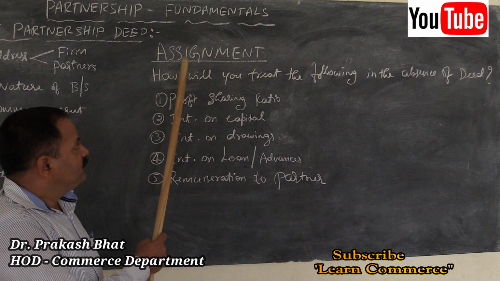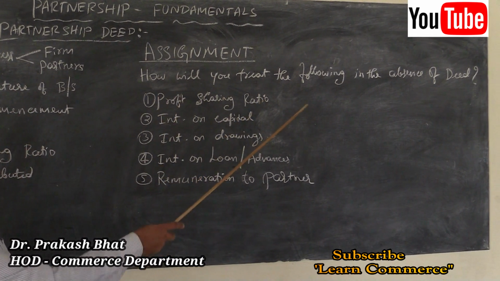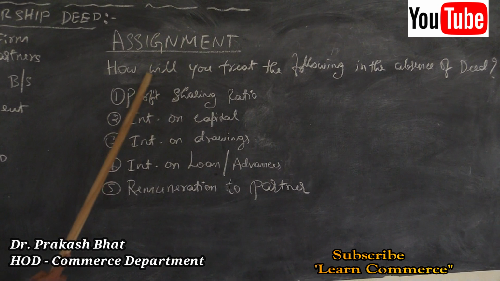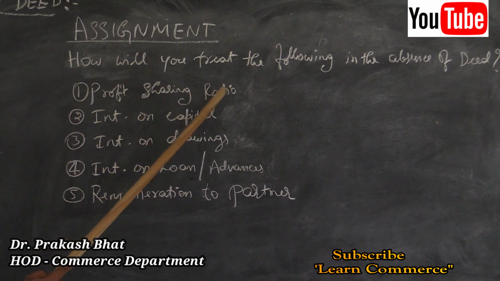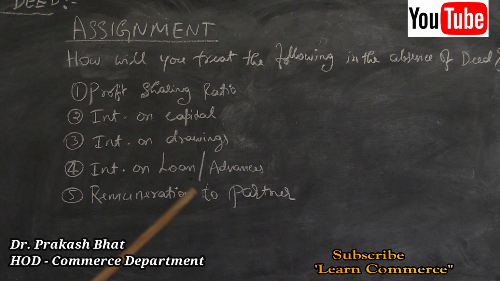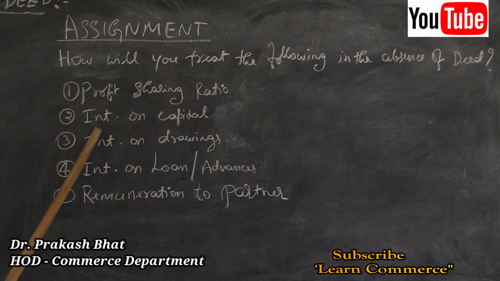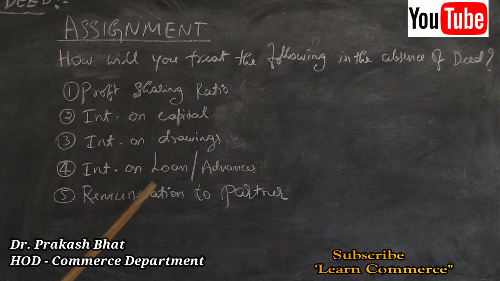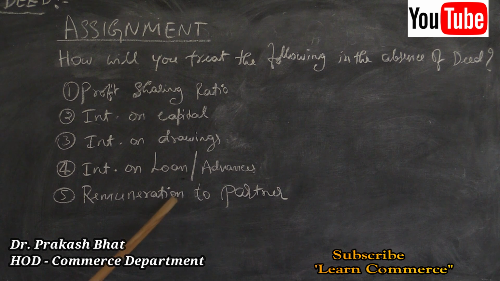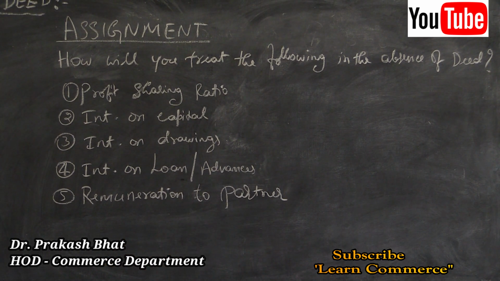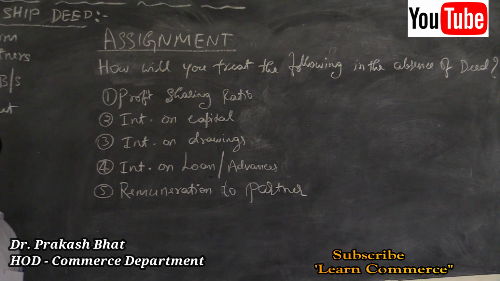Write the assignment. How will you treat the following in the absence of partnership deed? First one, profit sharing ratio. Second one, interest on capital. Third one, interest on drawings. Fourth one, interest on loan or advances. Last one, remuneration to partner. So you have to write the answer for this and you have to submit.